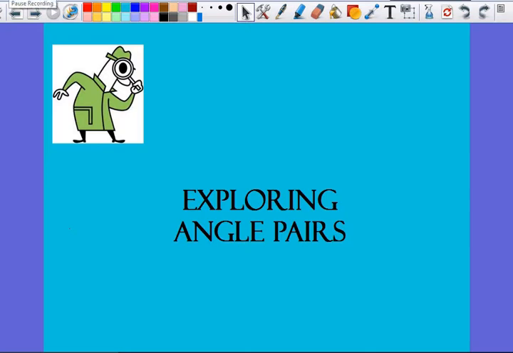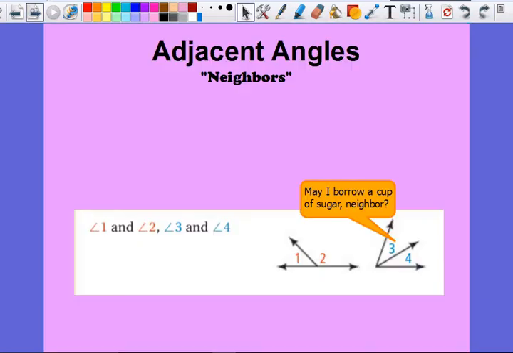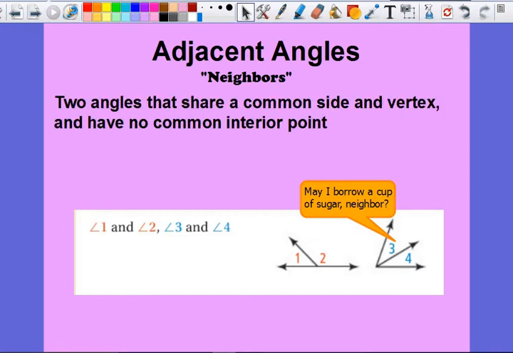For our next section of notes, guys, we're going to talk about 1-5, which is exploring angle pairs. When we talk about pairs, we're talking about two angles that we can use for certain names, all right? So our first one is adjacent angles, or neighbor angles, as we will call them. Adjacent means beside or next to. So, two angles that share a common side and vertex and have no common interior point.